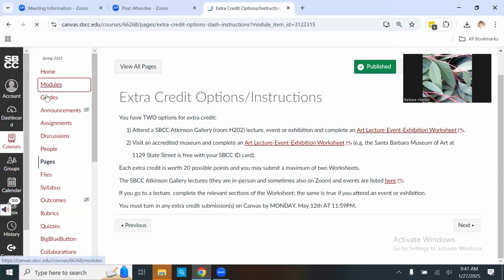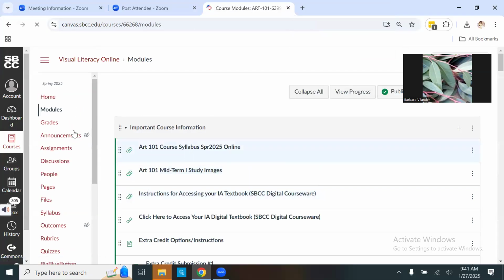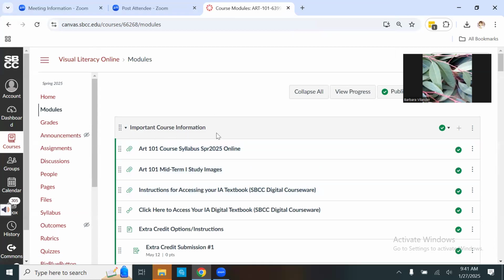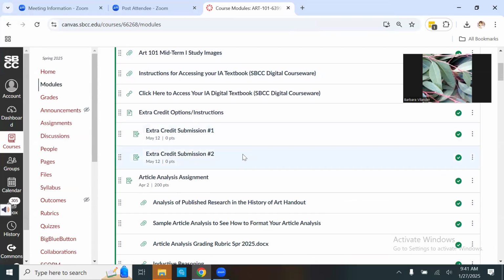Then you can go back here into modules, again, under important course information. And there are 2 places for you to submit if you choose to do 2 extra credits. There are 2 places for you to submit those handouts, okay? Or if you're in the face-to-face class and you want to hand it to me physically, you can do that as well, okay?